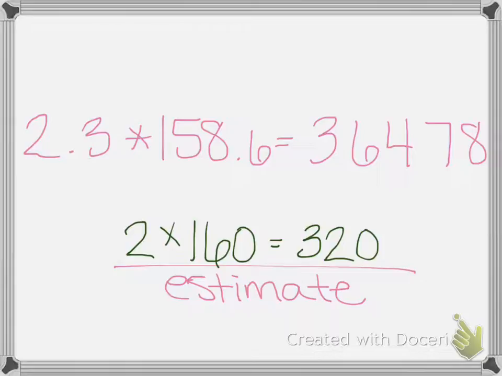So to correctly place the decimal point so it's close to 320, I would put it in between the 4 and the 7, so the answer is 364.7800.